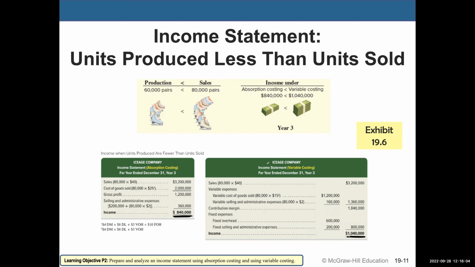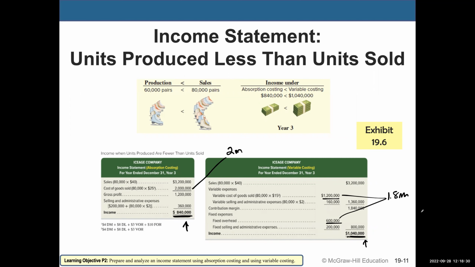Okay. Under variable costing, we've got 1.2 million of cost of goods sold and that same 600,000 of fixed overhead. So we're talking about 1.8 million being accounted for here. But over here, we've got 2 million. It's a $200,000 difference, which is exactly what we see in our bottom line.